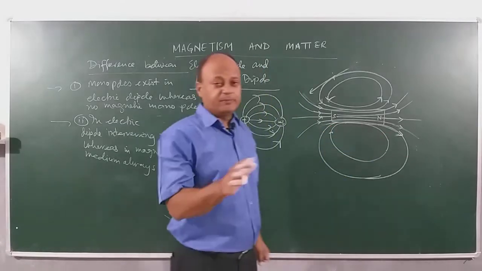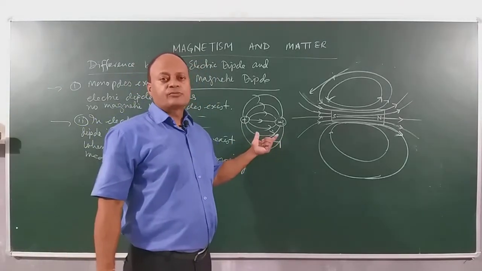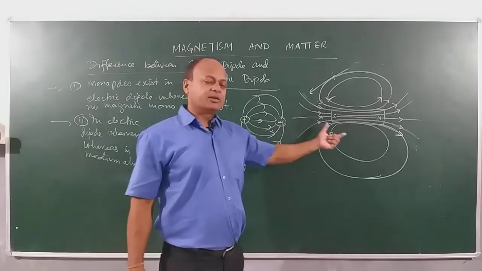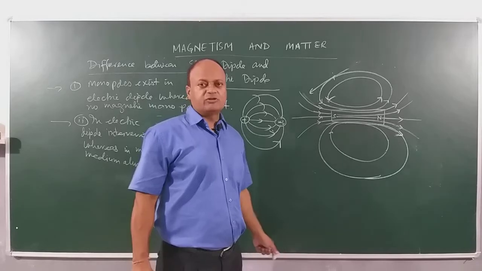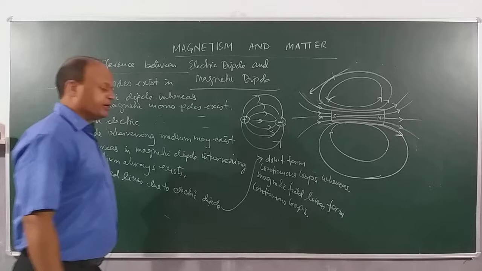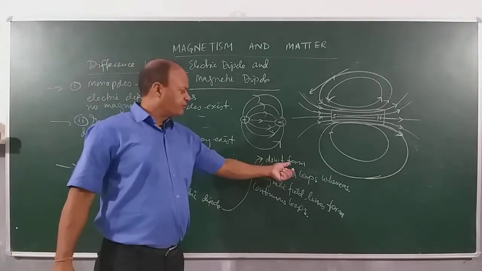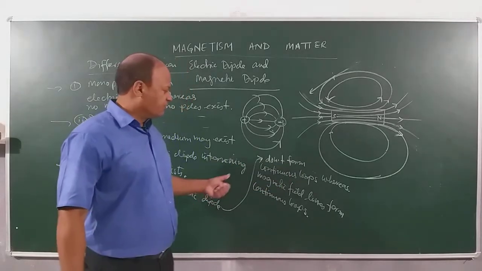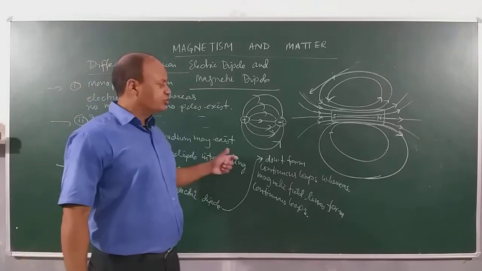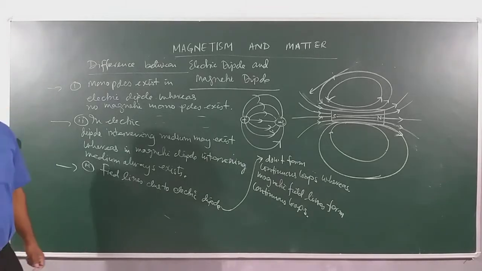This is one very important basic difference, that electric field lines in the case of a dipole do not form continuous loops. But here the magnetic field lines always form continuous loops. Okay, so we will be writing it down. Number 3. Here children, we have written the third point of difference. Field lines due to an electric dipole do not form continuous closed loops, whereas magnetic field lines form closed continuous loops. Clear? So you understood this concept of difference between the electric dipole and magnetic dipole.